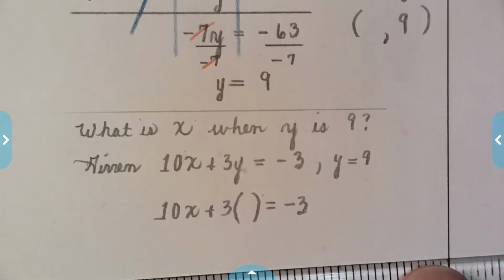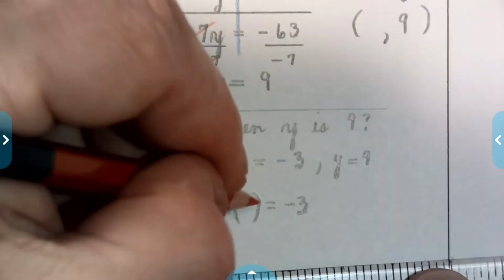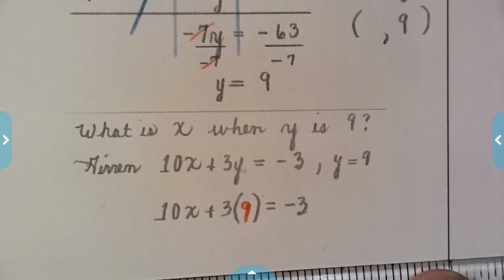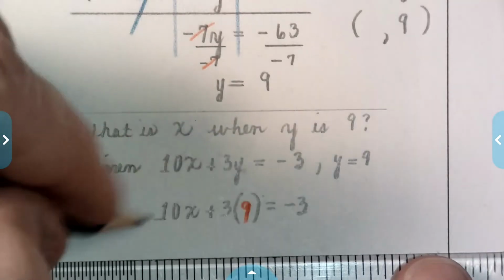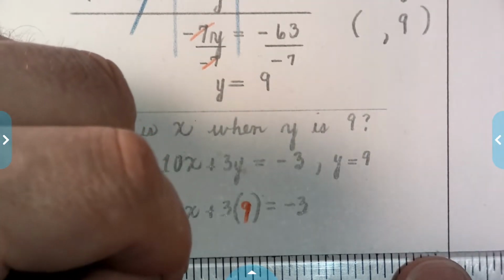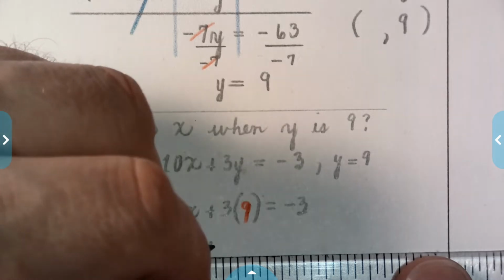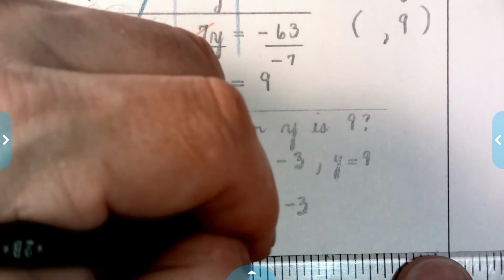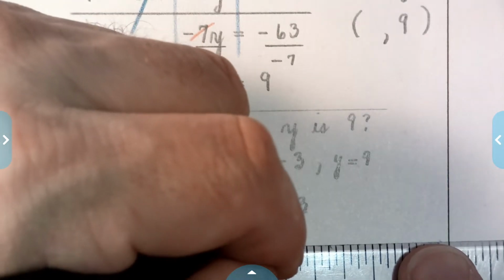And what goes in the parentheses? 9. All right, the y value. Okay, so let's work it out. So this gives us 10x plus 27 equals negative 3.